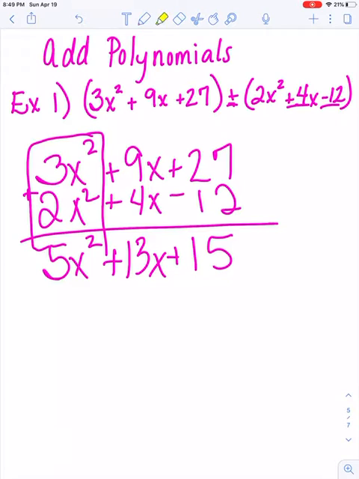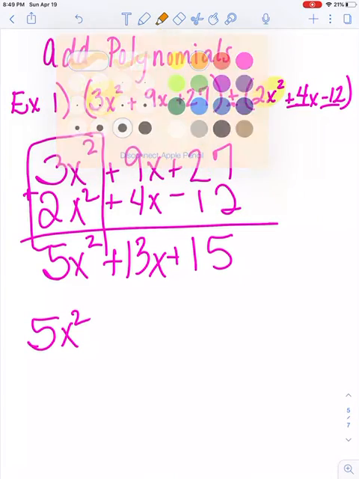Now, I'm going to be real honest with you. The shortcut method is what I would technically be using. I would not write all this out. 3x plus 2x, I line it up vertically in my head, I guess, but I don't write it all out. I just look at like terms. 3x plus 2x, and I get 5x squared. Then I go to the next term.